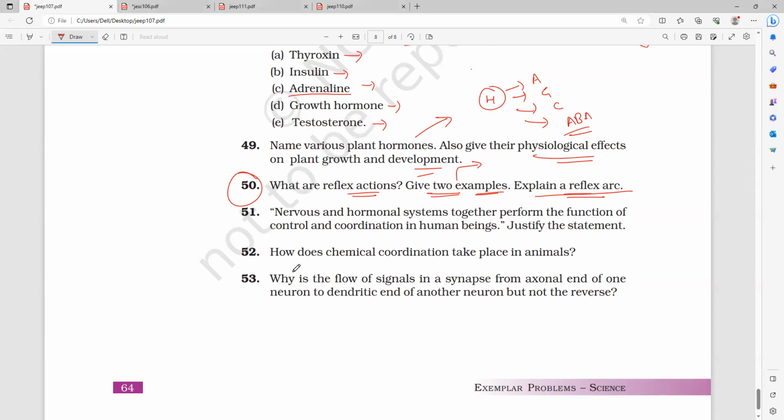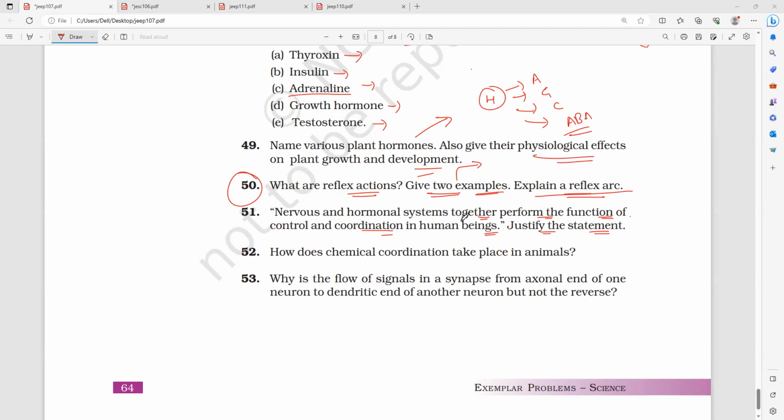Yes. So next, you can say: nervous and hormonal systems together perform the function of control and coordination in human beings. Justify the statement. So anybody? Nervous and hormonal systems, both together they will do it. I have explained to you, we need both together, then only we can do everything perfectly. So what is that? Anybody? Both nervous and hormonal systems are involved in control and coordination of body parts.